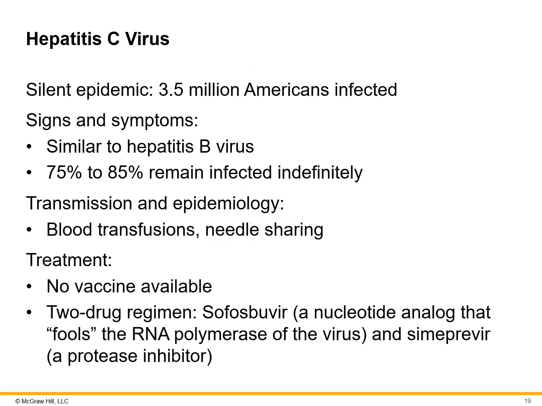Then Hep C is kind of the silent epidemic. About 3.5 million Americans are infected. We don't typically hear a lot about these infections, but these numbers are pretty staggering. Signs and symptoms similar to the Hep B, but again, 75 to 85% remain infected indefinitely. So this is a chronic infection that does not go away. Transmission is by blood transfusions and needle sharing. No vaccine is available for the Hep C, but there are a couple drug regimens that are available to try to target the virus.